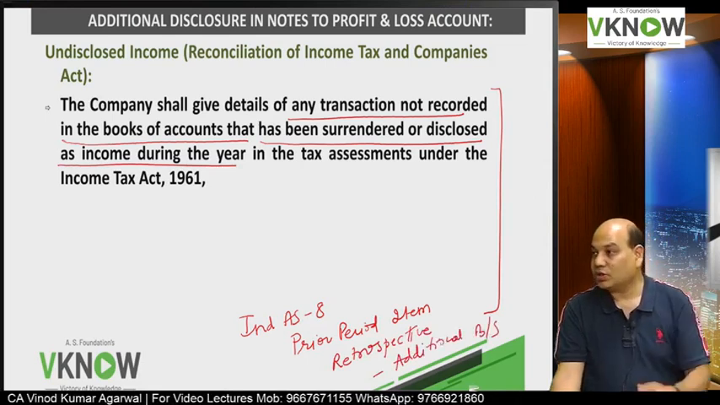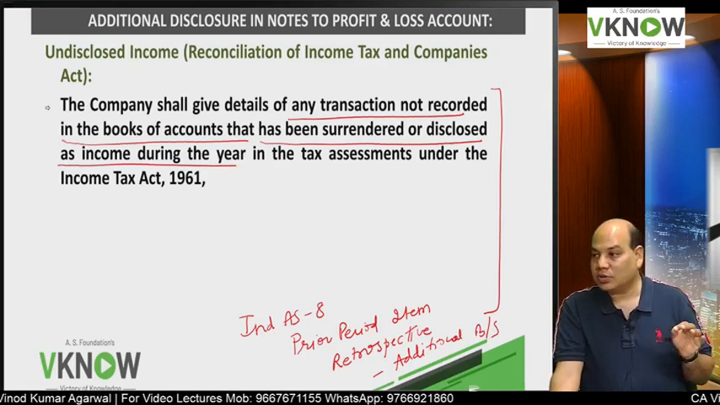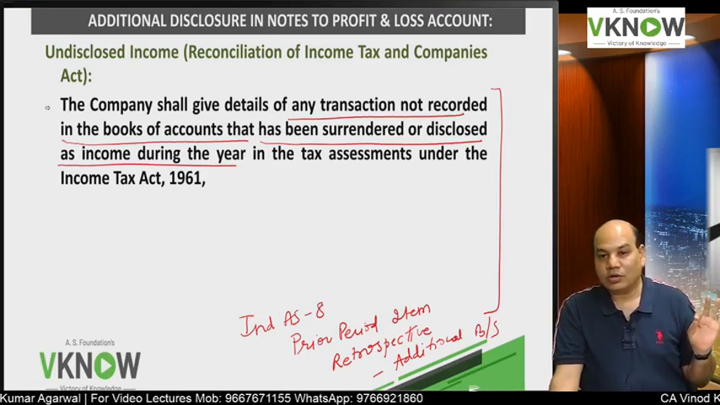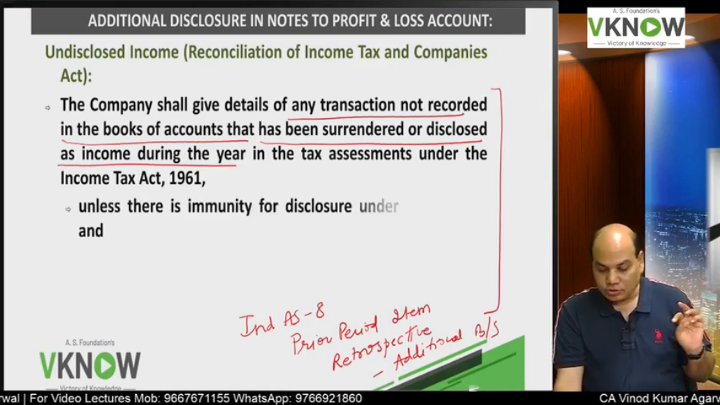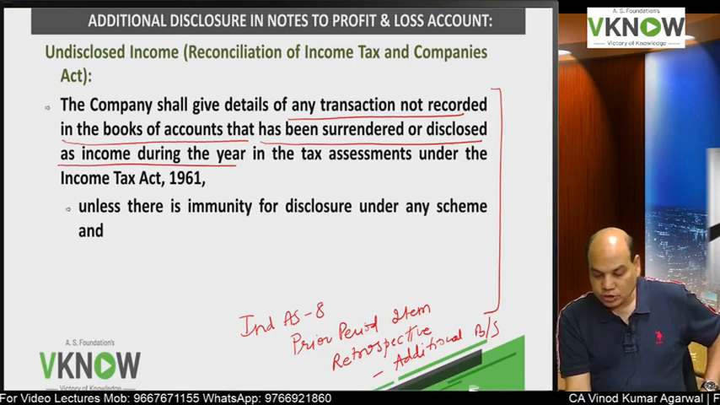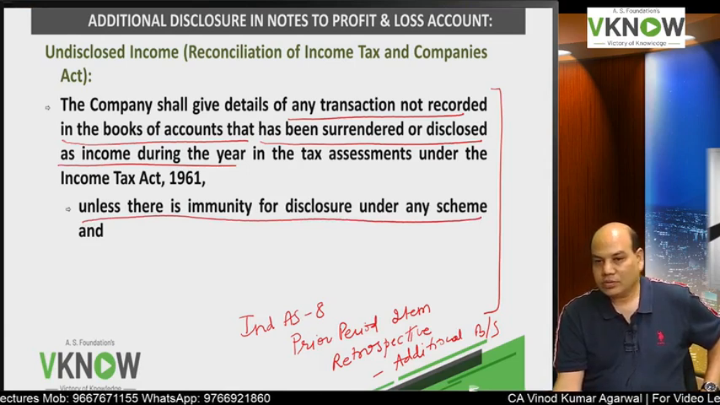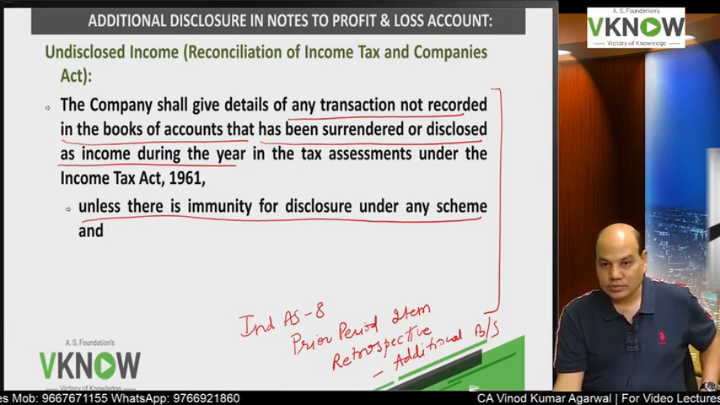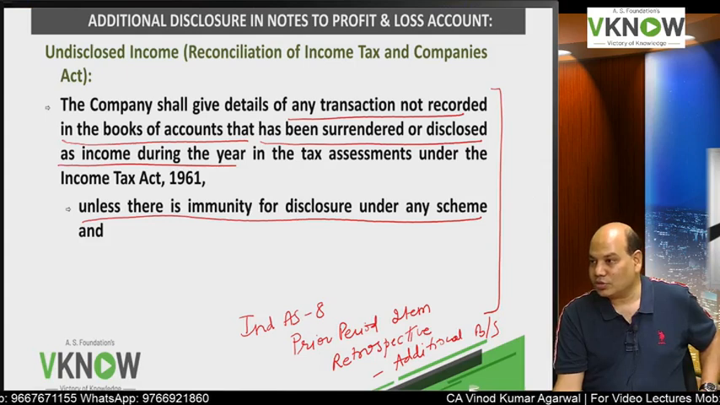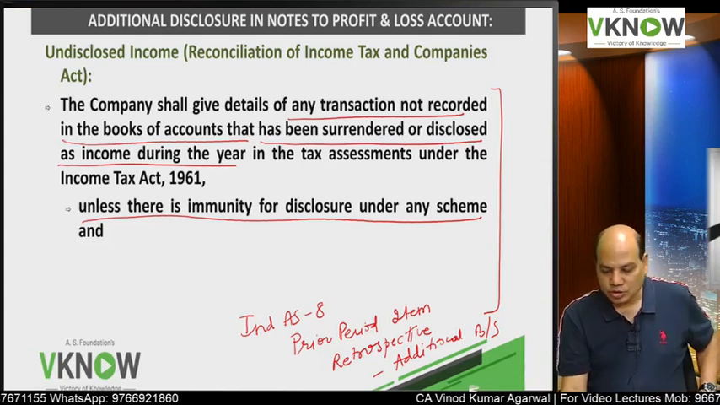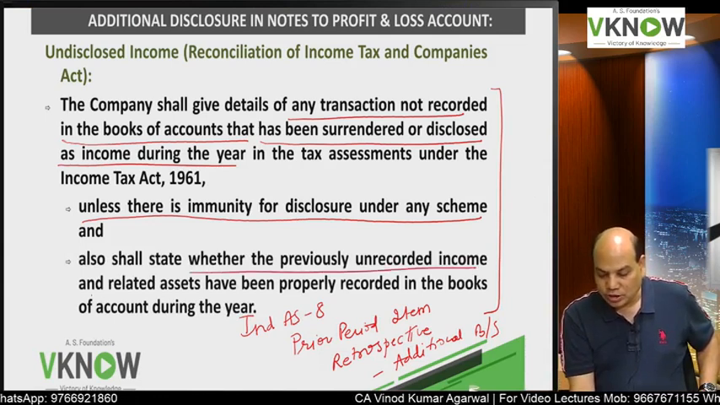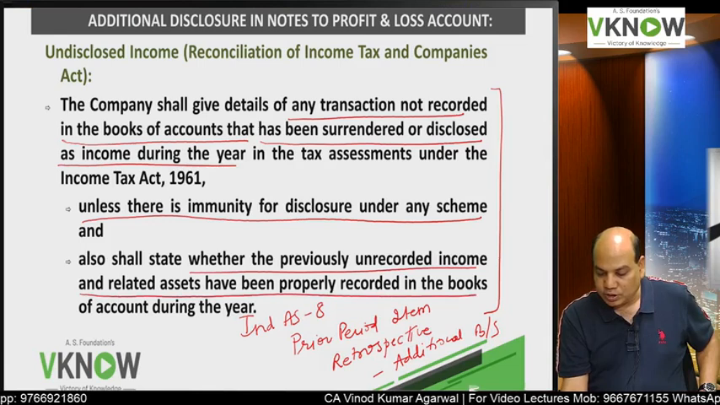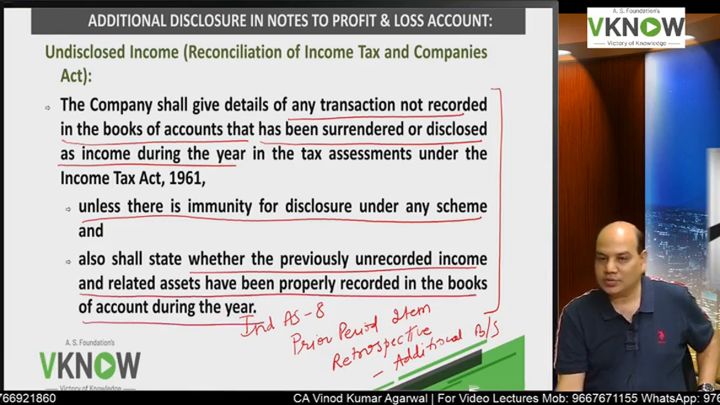Because if you are saying yourself that you have not disclosed income, it means it is an error or omission. Error or omission will have a retrospective adjustment. So what disclosure do you have to give, unless there is an immunity from disclosure under any scheme? If the government says you have an immunity from disclosure, don't disclose, then enjoy. Otherwise you have to state whether the previously unrecorded income and related assets have been properly recorded in the books of account during the year.